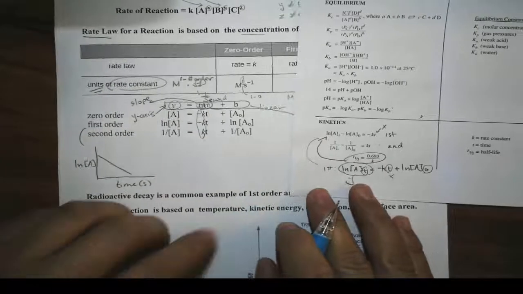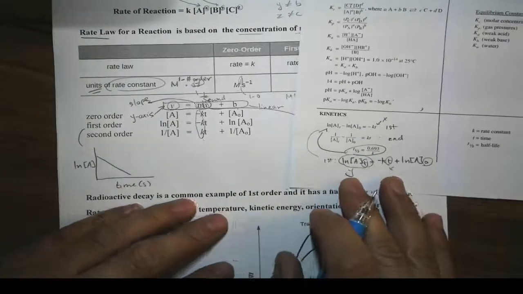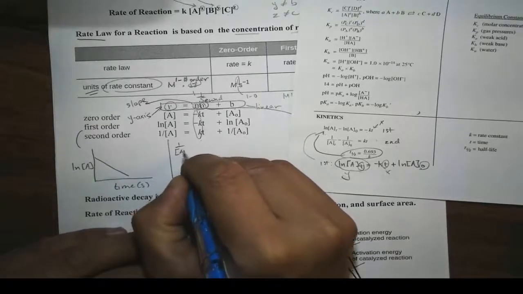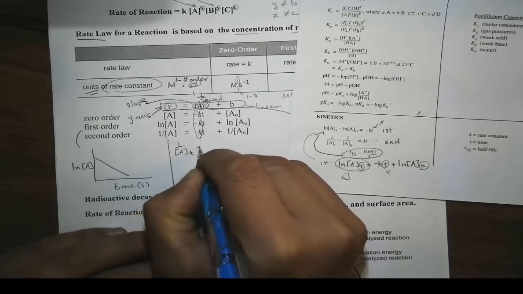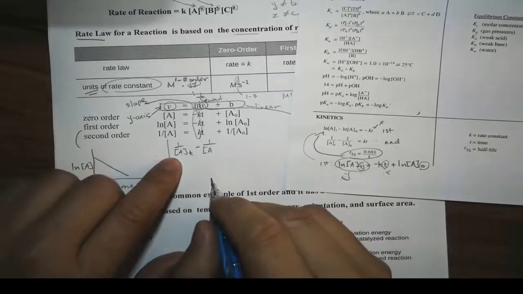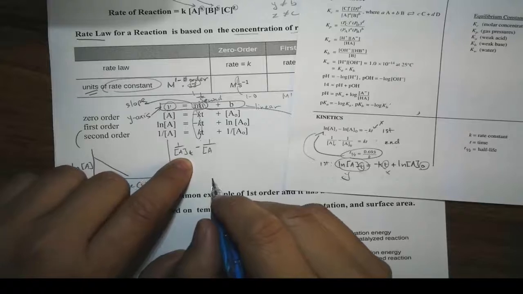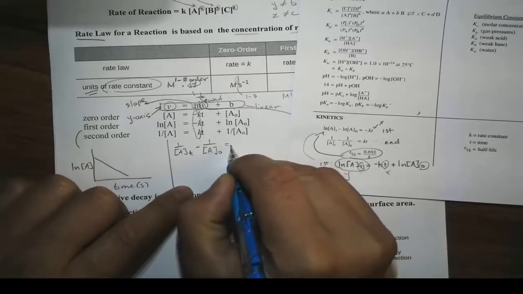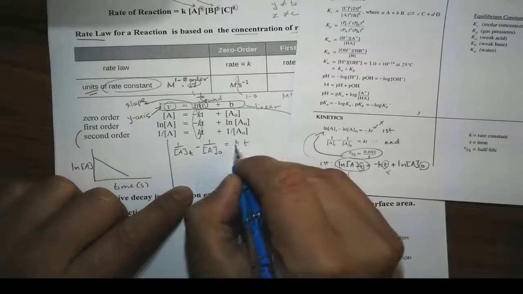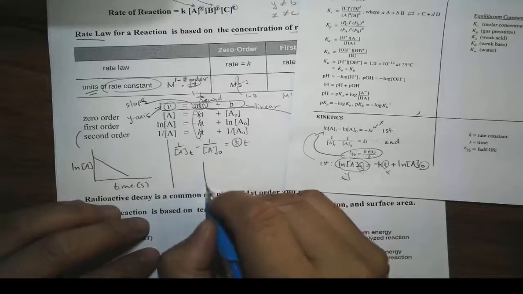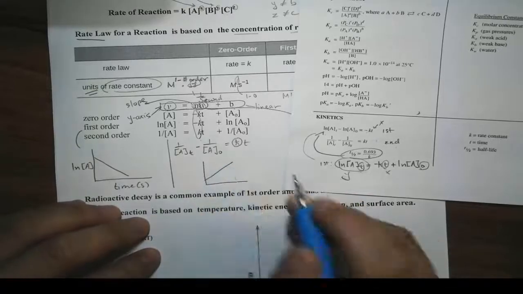Well, let's look at second order. Let me write that right here, okay? For the second order, we have 1 over the concentration at that specific time minus 1 over the concentration at 0 equal to kt. Notice how k is positive. That tells you the slope is positive. So I can say that it is a positive slope.